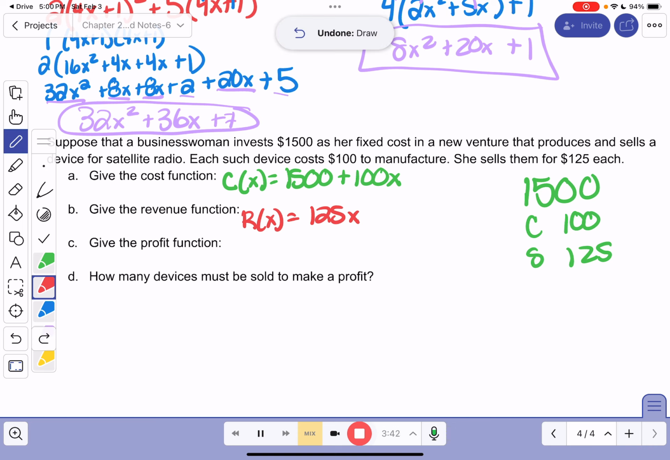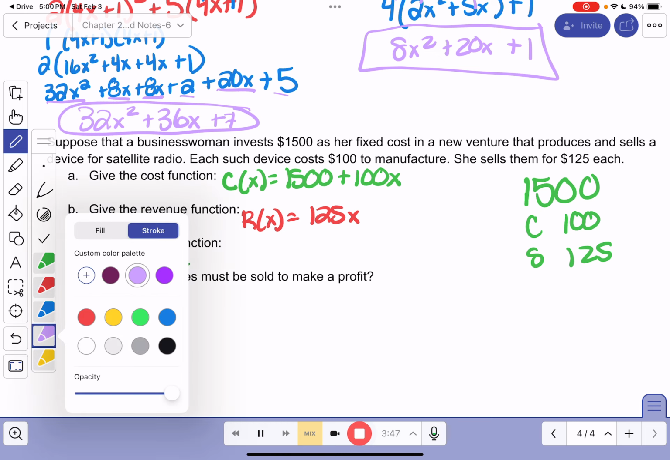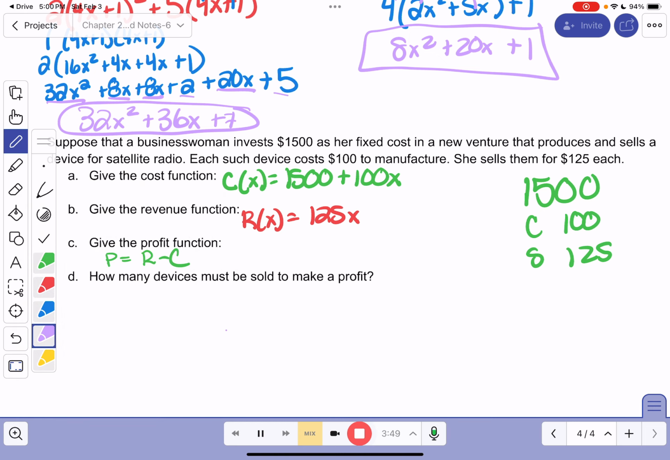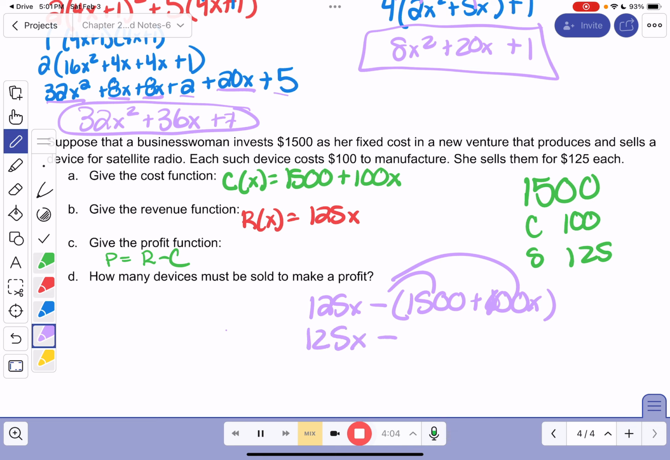Now, profit is revenue minus cost. So this is an example of how we can do function subtraction. So revenue minus cost, and I want to put it in parentheses because I'm subtracting and I don't want to forget to distribute this negative sign. So it would be negative 1,500 minus 100x. And if we combine like terms, we would get 25x minus 1,500.